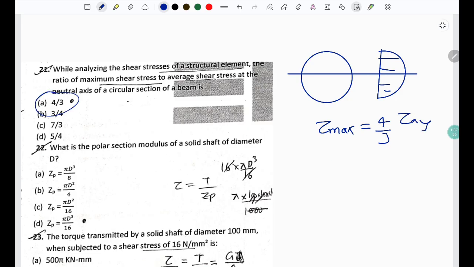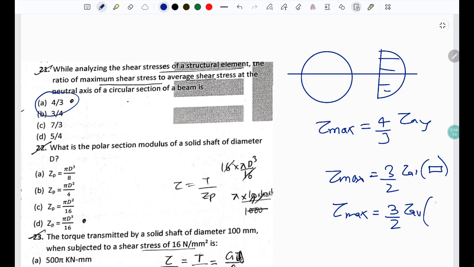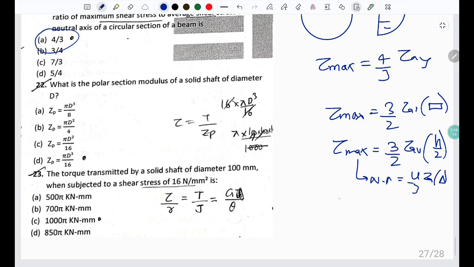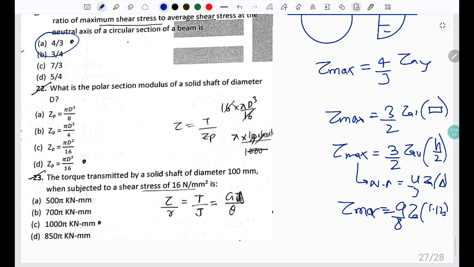And in case this was a rectangular section, then tau max would have been 3 by 2 tau average. If it was a triangular section, then it would have been 3 by 2 tau average at h by 2, and at the neutral axis it would have been 4 by 3 tau average for the same triangular section. And if it was a diamond section, it would have been 9 by 8 tau average or 1.125. Let's move on to the next question.